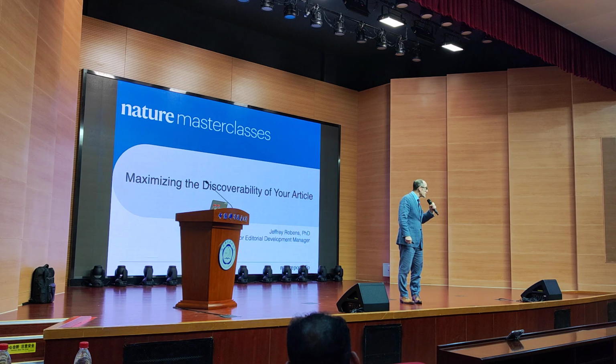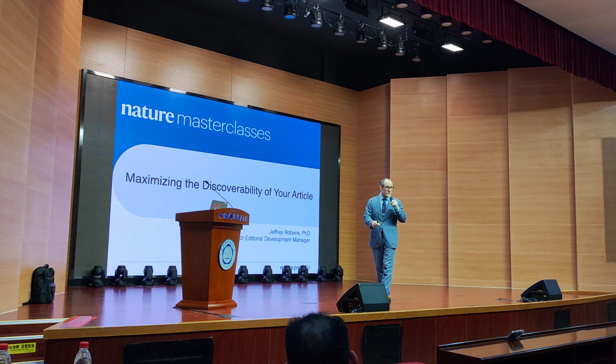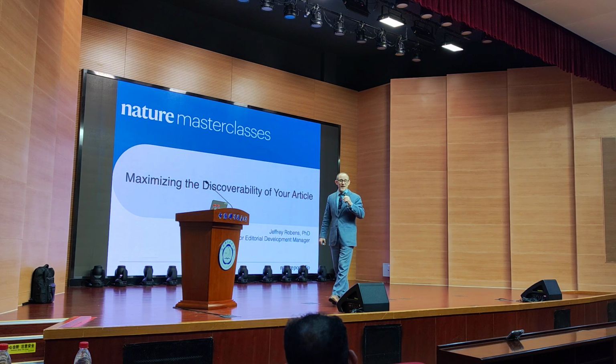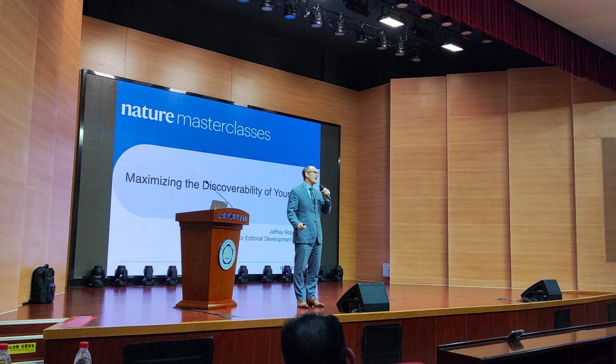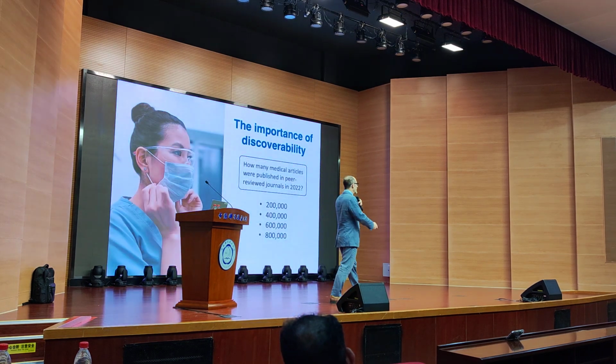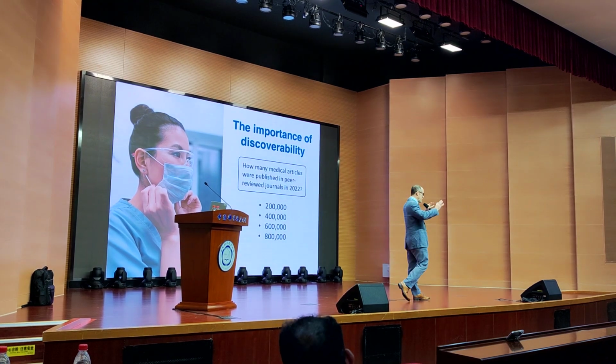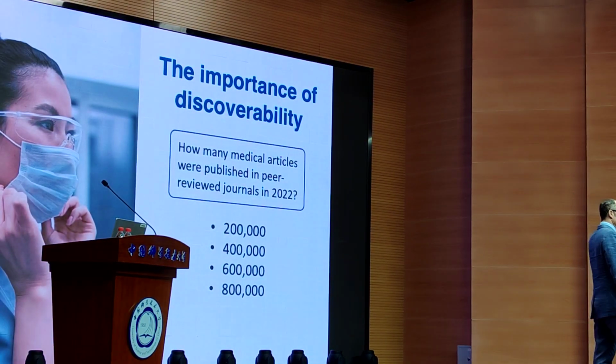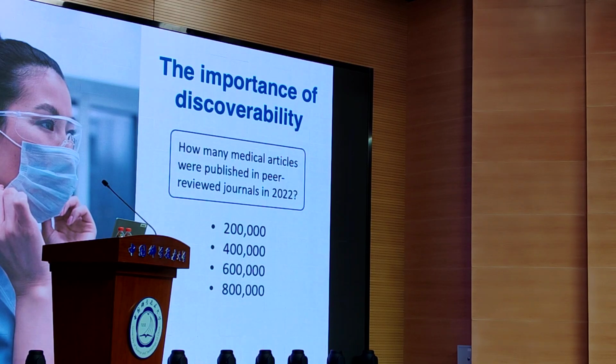You are not the only person publishing papers on your topic. There's a lot of papers getting published every year related to what you're working on. So let's consider an example. Let's say for medicine, I'm going to pick just one discipline. How many papers do you think were published in medicine alone just last year? 200,000? 400,000? 600,000? Or 800,000?